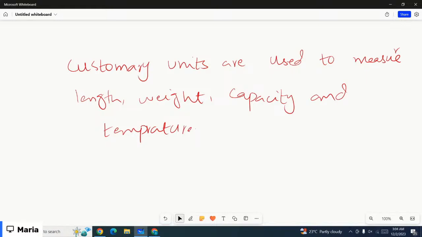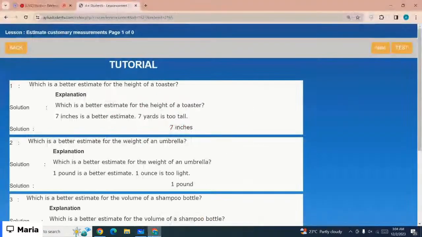Start with the practice questions. Let's see what type of measurements we're going to measure. Okay, which is a better estimate for the height of a toaster? Basically, you're given two heights in different units. You have to see which is best for the toaster. We are given 7 inches and 7 yards. Yards is a bigger unit, right? A toaster is a small thing, so the height of the toaster would be 7 inches, right?